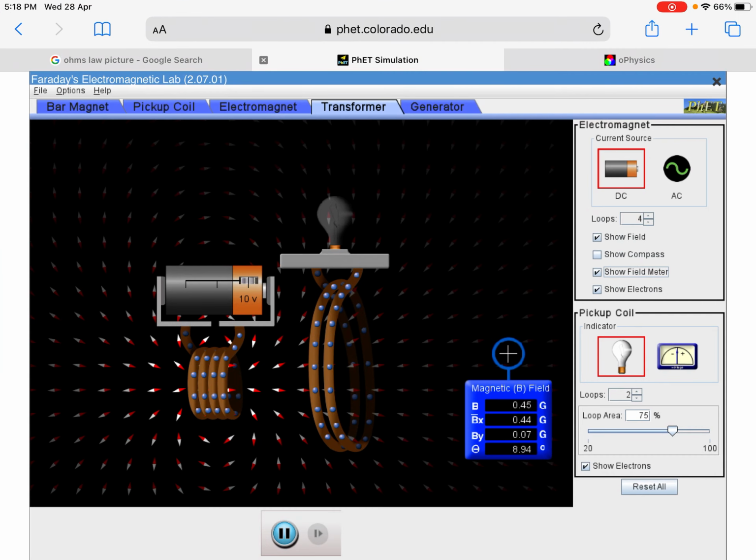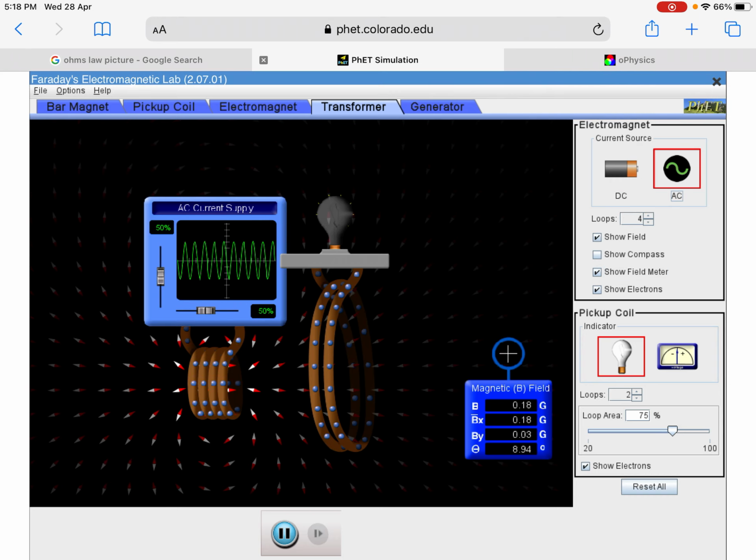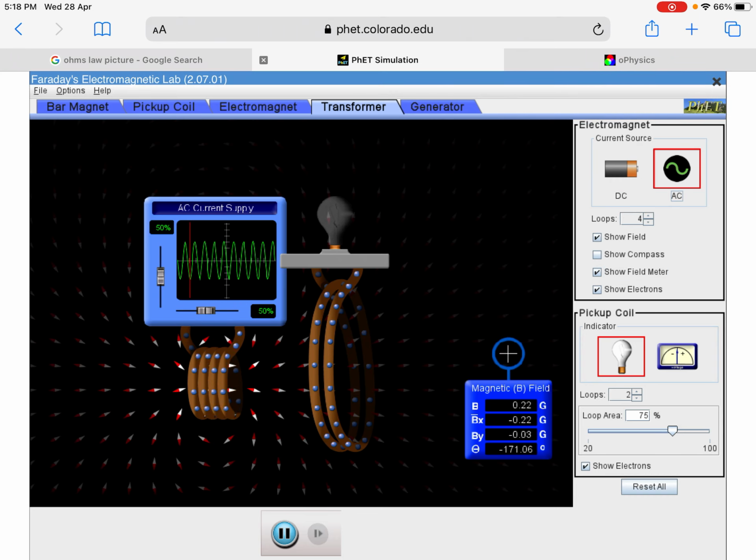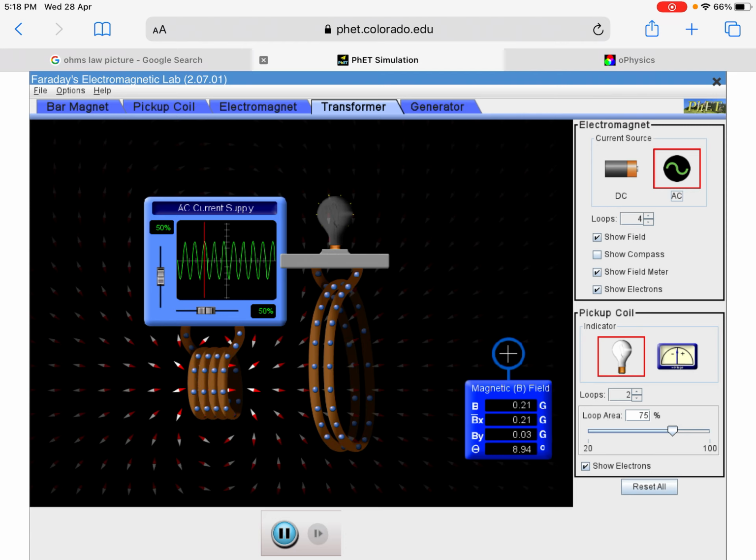Let's go here. This is another form of transformer. This transformer basically only has a battery source and two coils, and of course the secondary coil has a lamp. Notice that when I put my primary coil near the secondary coil, there is no current being induced at the secondary coil. But if I change this to an AC circuit, you notice that the light bulb lights up.